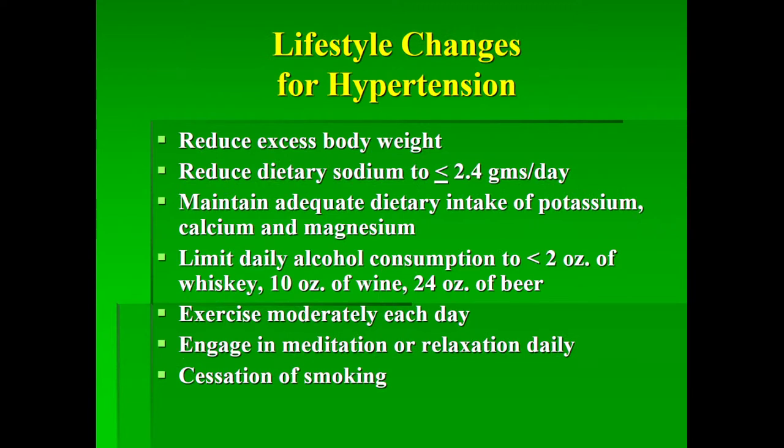Lifestyle changes for hypertension. Reduce excess body weight. Reduce dietary sodium to less than 2.4 grams a day. Maintain adequate dietary intake of potassium, calcium, and magnesium. Limit daily alcohol consumption to less than 2 drinks of whiskey, 10 ounces of wine, or 24 of beer. Exercise moderately each day. Engage in meditation or relaxation daily. Cessation of smoking.